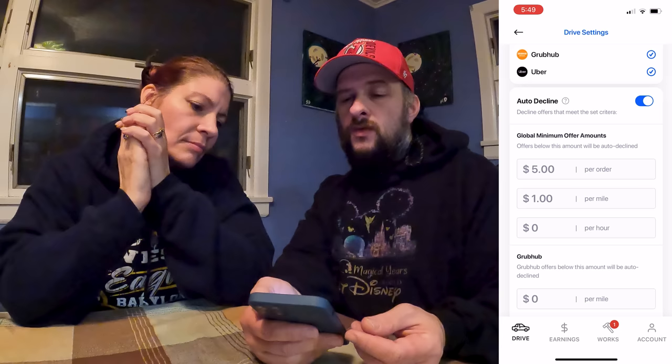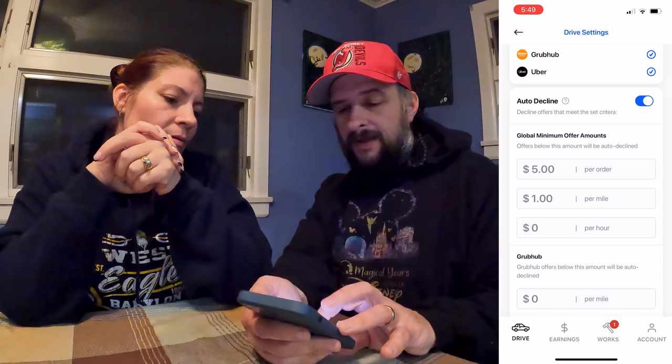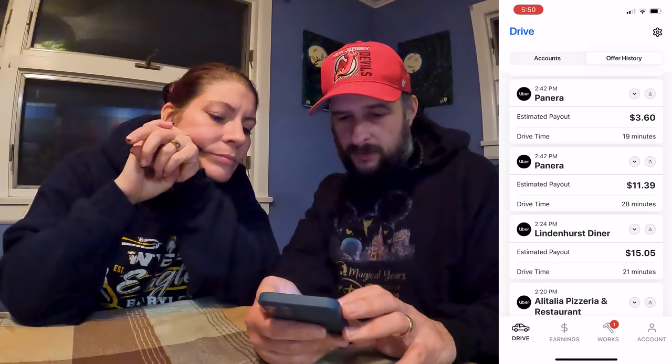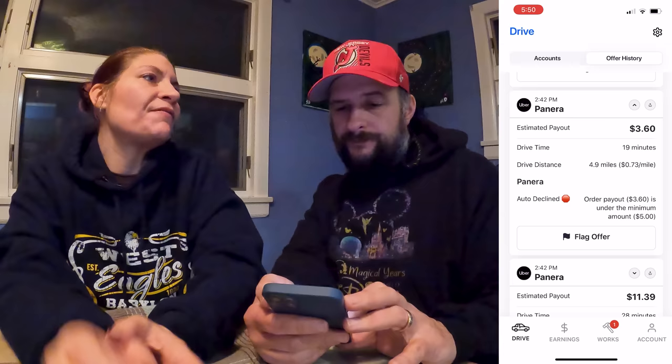Dollar per hour is also new. That's an interesting one. What does that do? That's if you're aiming to have a certain dollar per hour. So if we wanted to do $25 an hour, I'll go to an example here in offer history. For example, this Roppongi order. It doesn't show it on there, but usually it shows. If it's like $15 and it's going to take half an hour, it's going to offer it to us. Right, exactly.